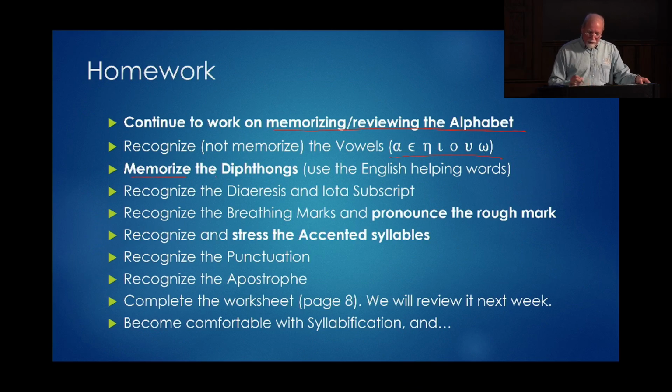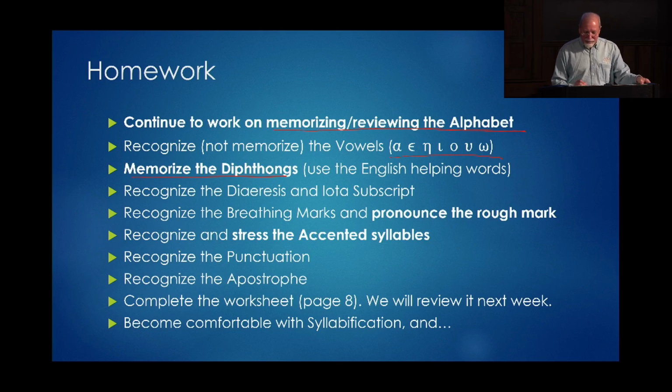Memorize the diphthongs. This is real important for pronunciations. These are the 2 vowels next to each other that come up with a different sound. So we have I as in aisle, we have A as in 8, and so forth. Use the English helping words. If you memorize those helping words, it helps. That's why they're called helping words. It helps. It really does.